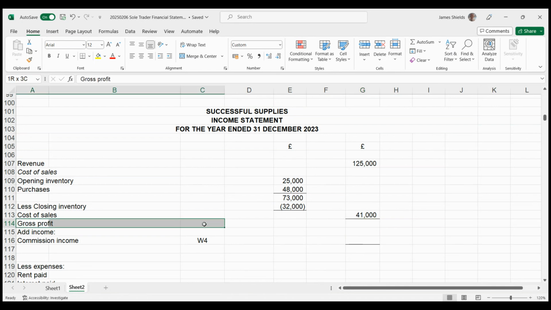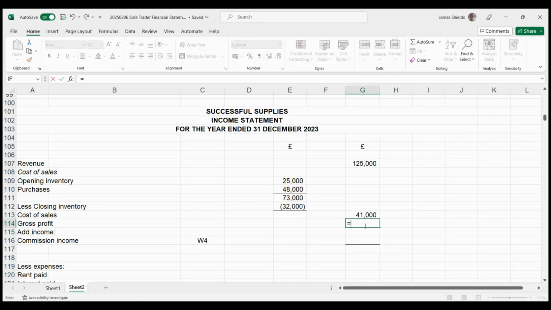Now to get a gross profit, it's your revenue of £125,000, take away your cost of sales of £41,000. So it's always revenue, take away your cost of sales. That gives us a gross profit of £84,000.